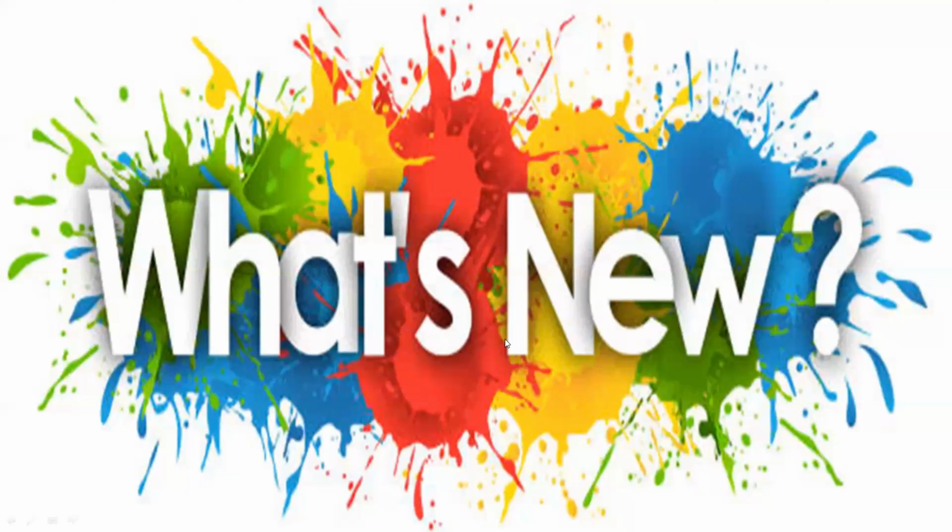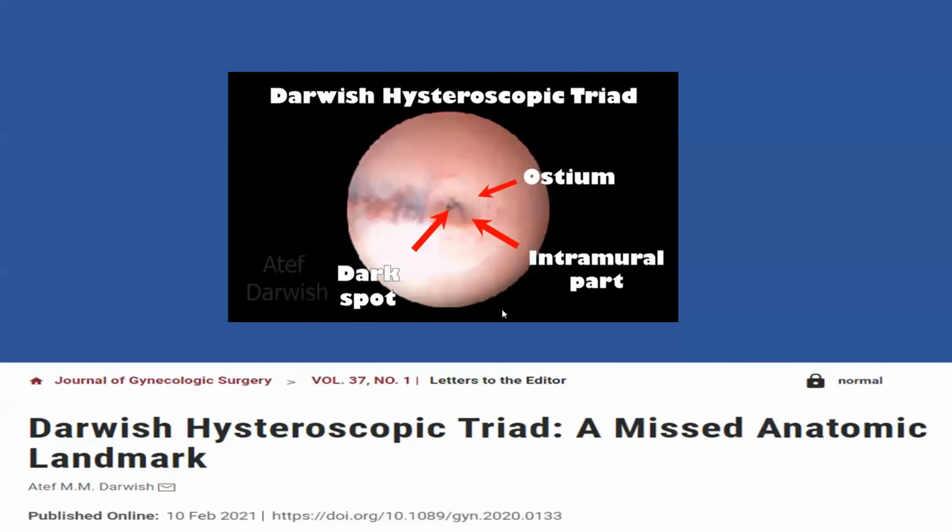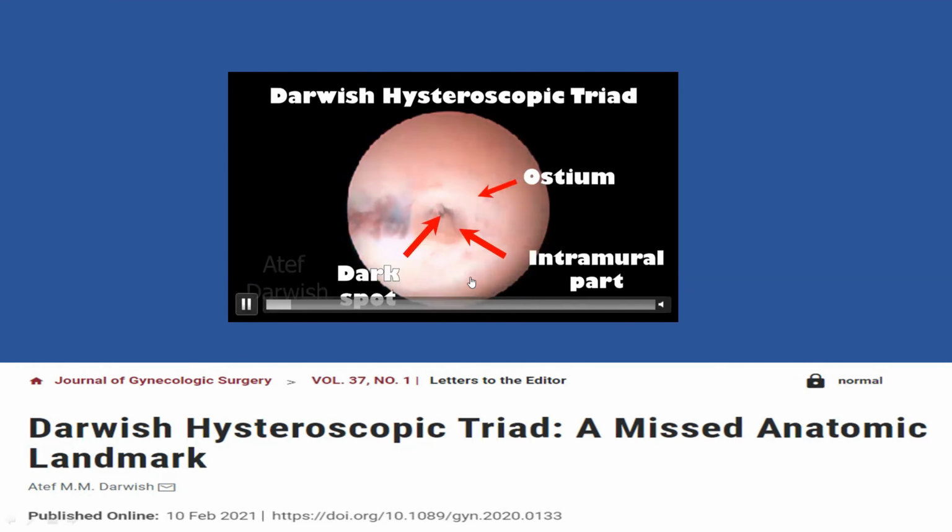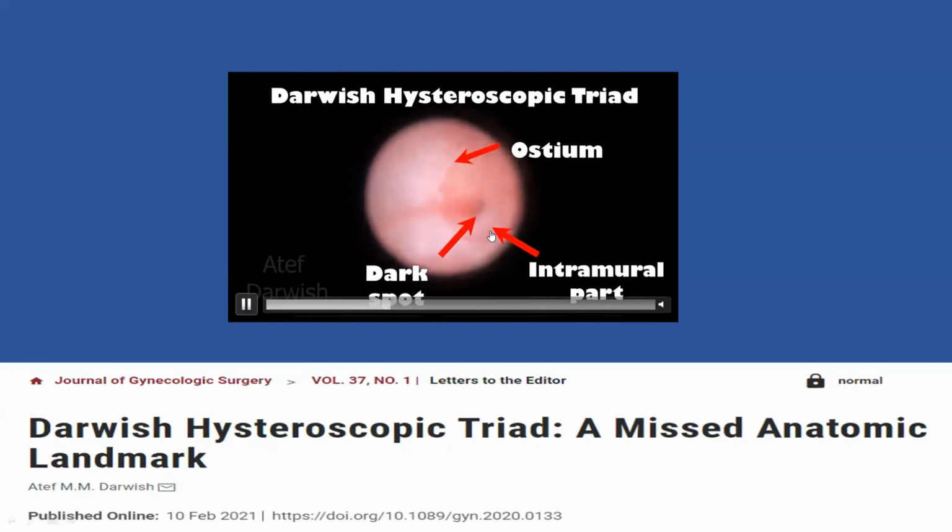What's new in this field, and this is the target of this lecture, is to highlight the importance of hysteroscopy. In this short movie, you can look at the cornual ends and you can see, from the uterus, the fallopian tube as a ring, an outer ring, which is the ostium, as an end of endometrium and the beginning of the fallopian tube. And the convergence lines of this cone, which are the intramural part of the fallopian tube, and the summit is a dark spot. And this is called the Darwish hysteroscopic triad and has been published as a missed anatomic landmark.